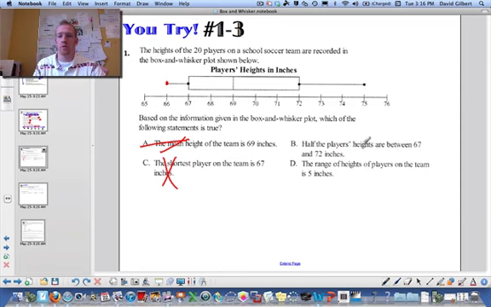Half the players' heights are between 67 and 72. From 67 to 72, this is 25%. This is 25%. So that adds up to 50% of all the people. This is true. The range of heights on the team is 5 inches. That is not true because 75 is our biggest, 66 is our smallest. So 75 minus 66 is 9 inches. So that's not correct either.